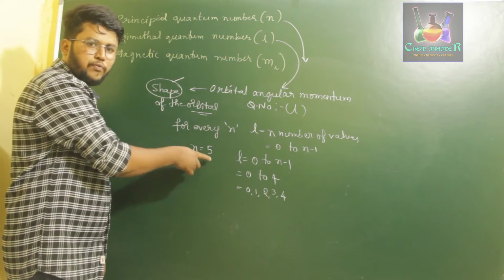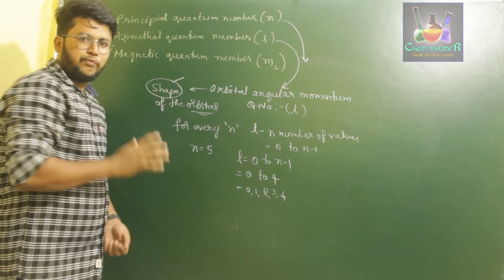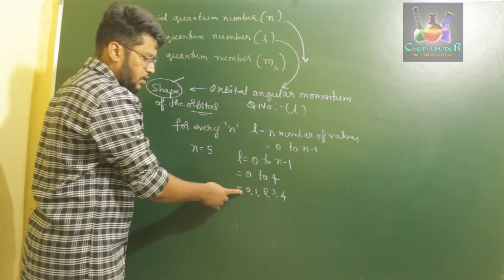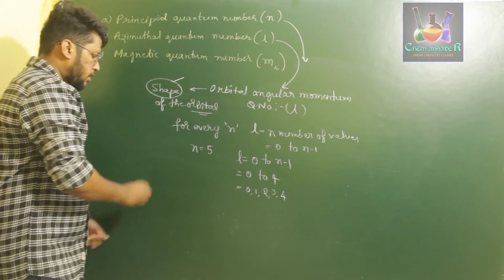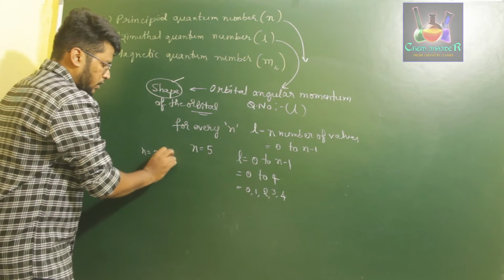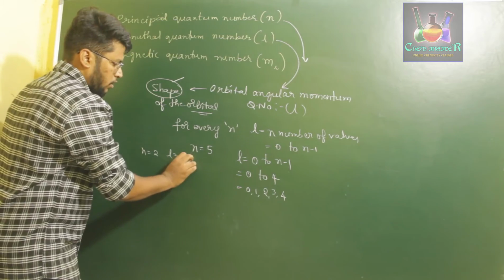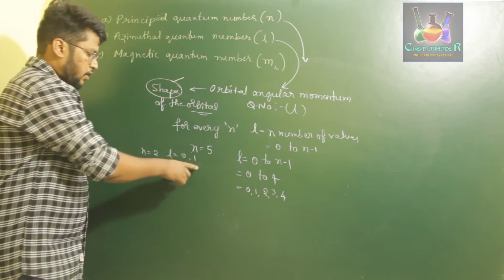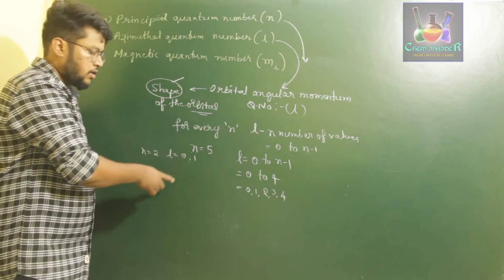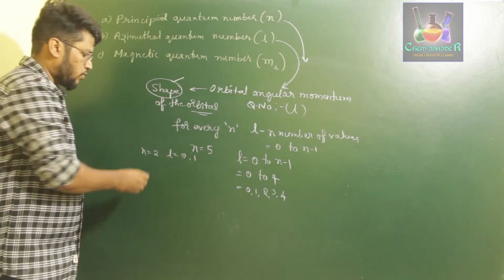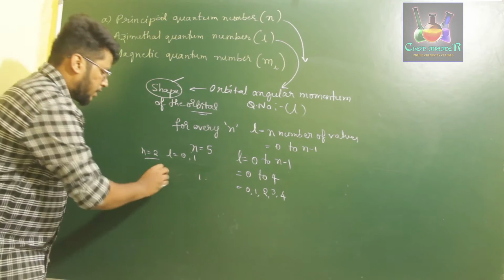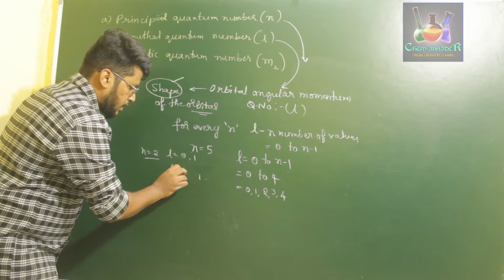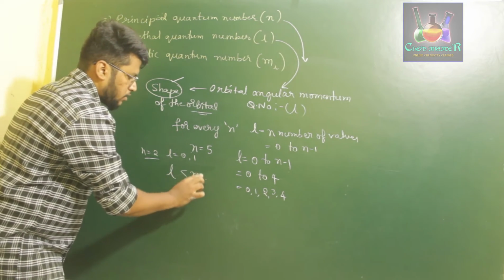If n is equal to 5, then L can have 5 values. Those values are 0, 1, 2, 3 and 4. Similarly, if you take n is equal to 2, L can have 0, 1. Here 1 is nothing but n minus 1, right? So L can have 2 values for n is equal to 2. So one point you have to remember is L will always be less than n.